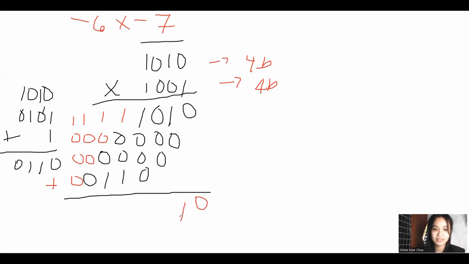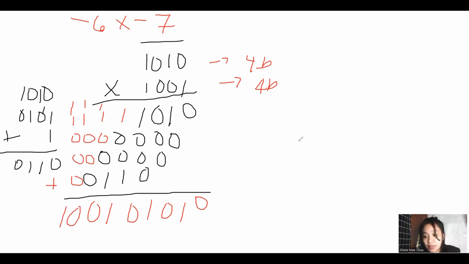1 plus 0 is 1. 0 plus 0 plus 0 is 0. 1 plus 0 plus 0 plus 0 is 1. 1 plus 0 plus 0 plus 1 is 1, 0. 1 plus 1 plus 1 plus 0 plus 0 is 1, 1. And 1 plus 1 plus 0 plus 0 plus 0 is 1, 0. And 1 plus 1 plus 0 plus 0 plus 0 is 1, 0.